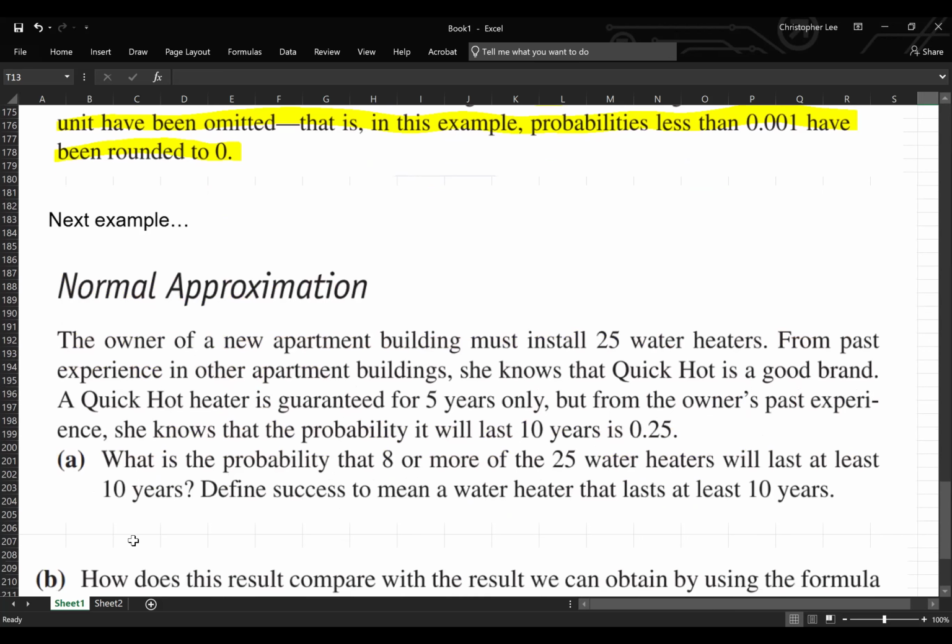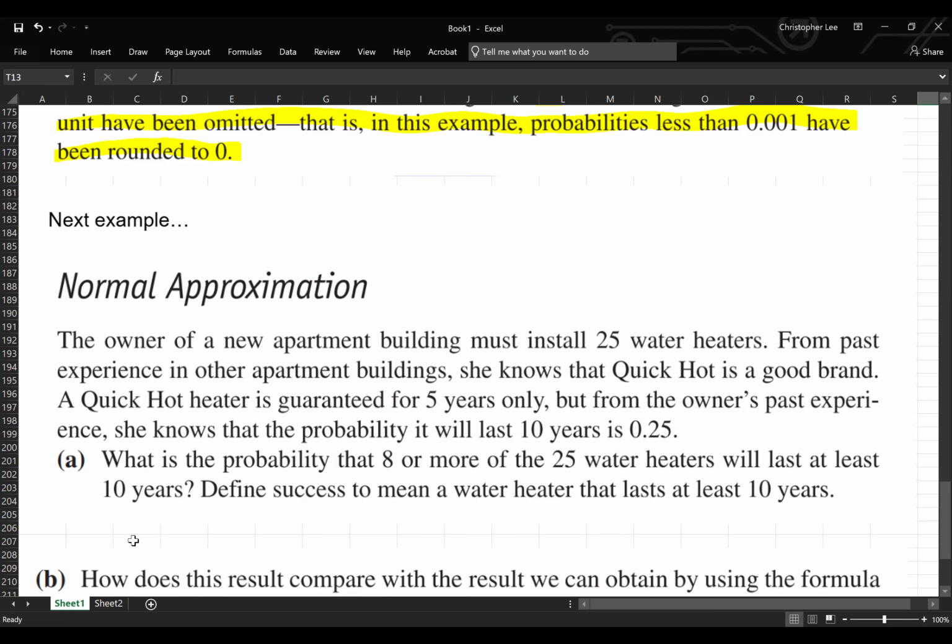All right, let's look at this example here. So the owner of a new apartment building must install 25 water heaters. Damn, that's a lot of money. From past experience in her other apartments, oh, she rich. She knows that Quick Hot is a good brand, right? A Quick Hot heater is guaranteed for 5 years only. But from the owner's past experience, she knows that the probability it will last 10 years is 0.25. Hey, so here's a question. What is the probability that 8 or more of the 25 water heaters will last at least 10 years?